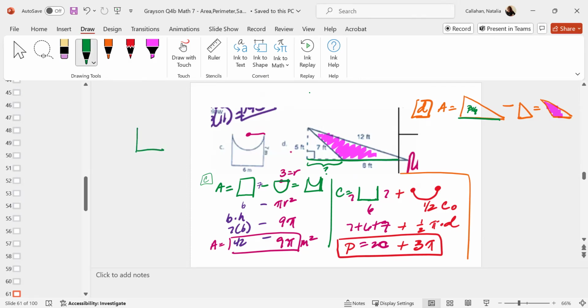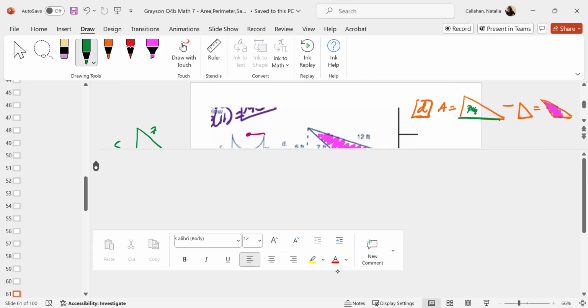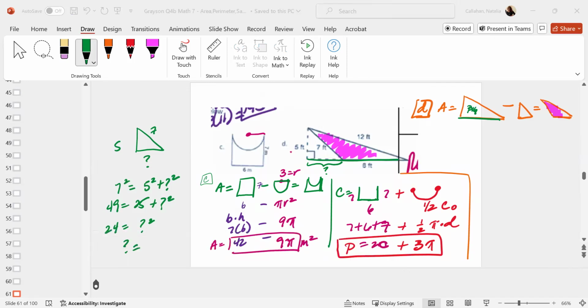So what you have to do with that is you have to use the Pythagorean theorem. You know that's 5, that's 7, correct? Mhm. 7 squared equals 5 squared plus question mark squared. So that's 49 equals 25 plus question mark squared, minus 25. That's going to give you 24 equals question mark squared. Square root of 24. You know square root of 25 is 5, right? Mhm. So square root of 24 is like 4.9 or something. Yeah, 4.9.